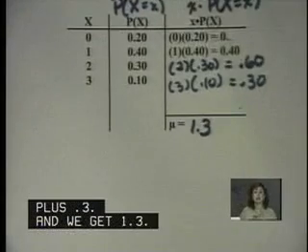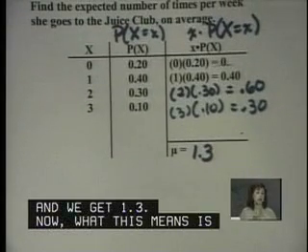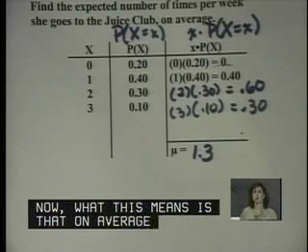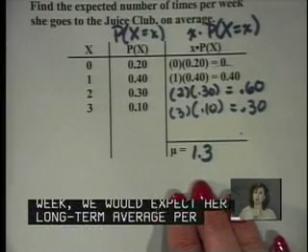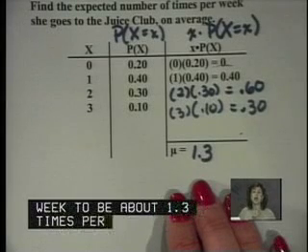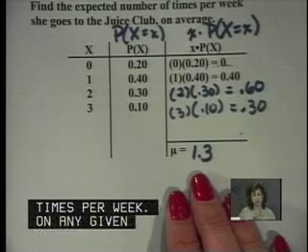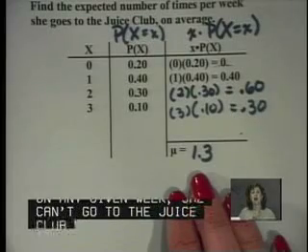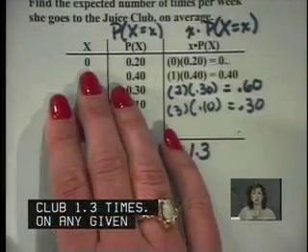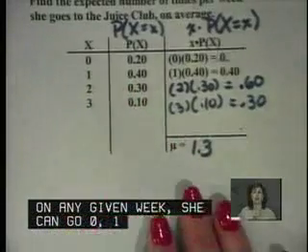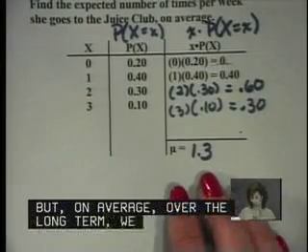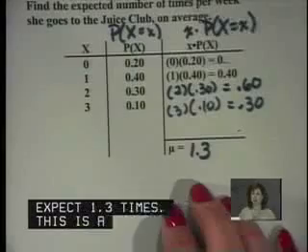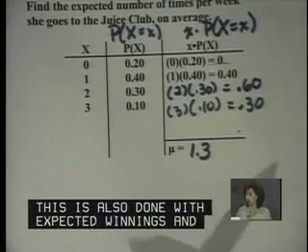Now what this means is that on average of studying Jan week after week after week after week, we would expect her long-term average per week to be about 1.3 times per week. On any given week, she can't go to the juice club 1.3 times. On any given week, she can go 0, 1, 2, or 3. But on average, over the long term, we would expect 1.3 times. This is also done with expected winnings and expected earnings. Let's look at one other example.